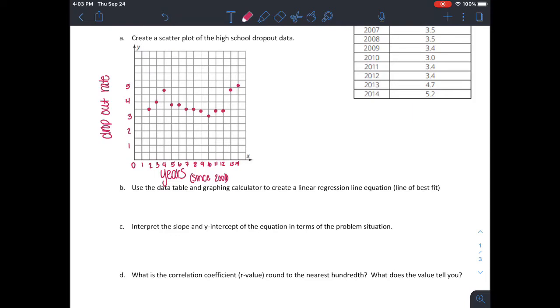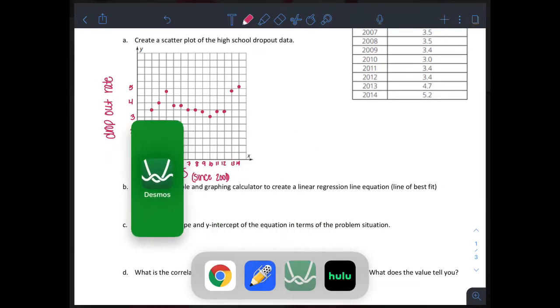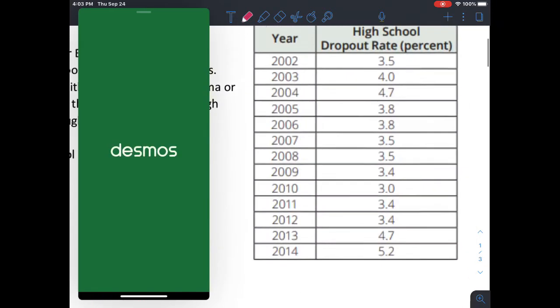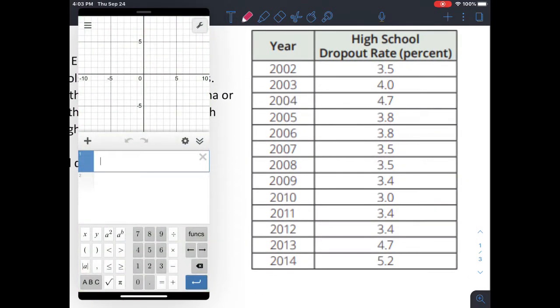So now we're going to use the table and the graphing calculator, which is on Desmos, to create a linear regression line equation. So we'll pull up Desmos and we'll type in the information from the table. So remember, we hit the plus sign and then we hit table. And then I will do the same 2, 3, 4, 5, 6, 7, 8, 9, 10, 11, 12, 13, 14 to signify the years, and then I'll type in my high school dropout rate.